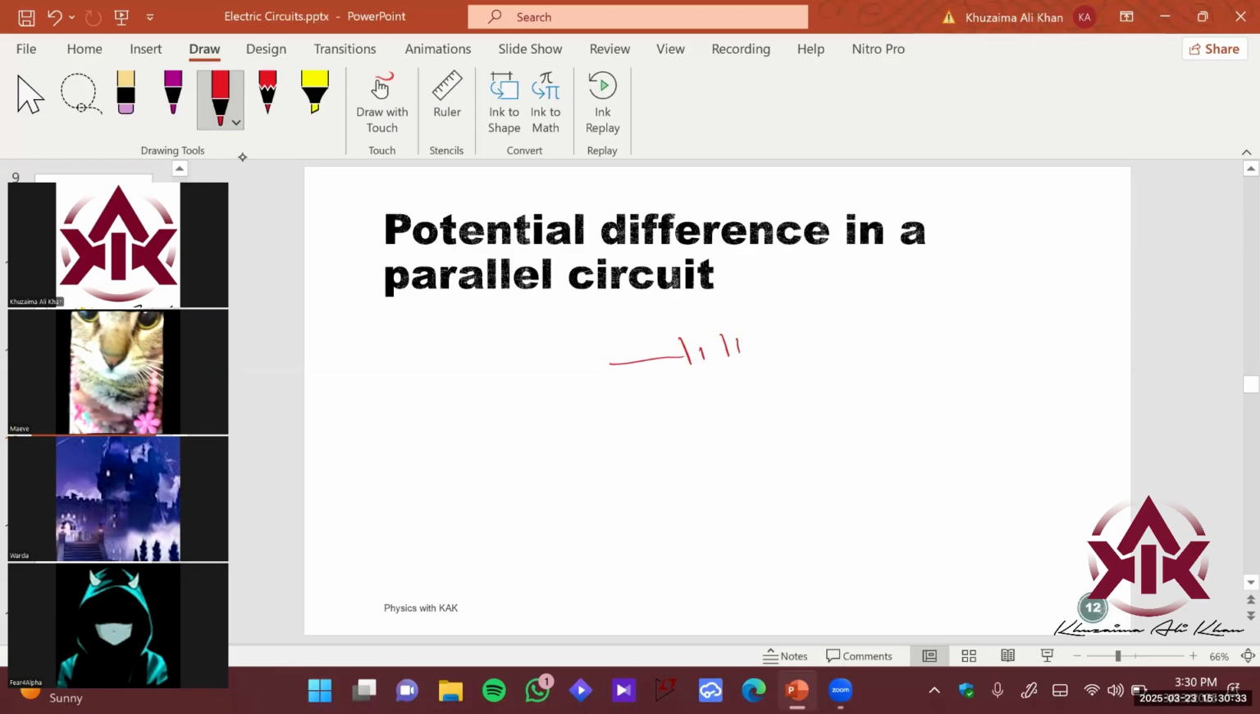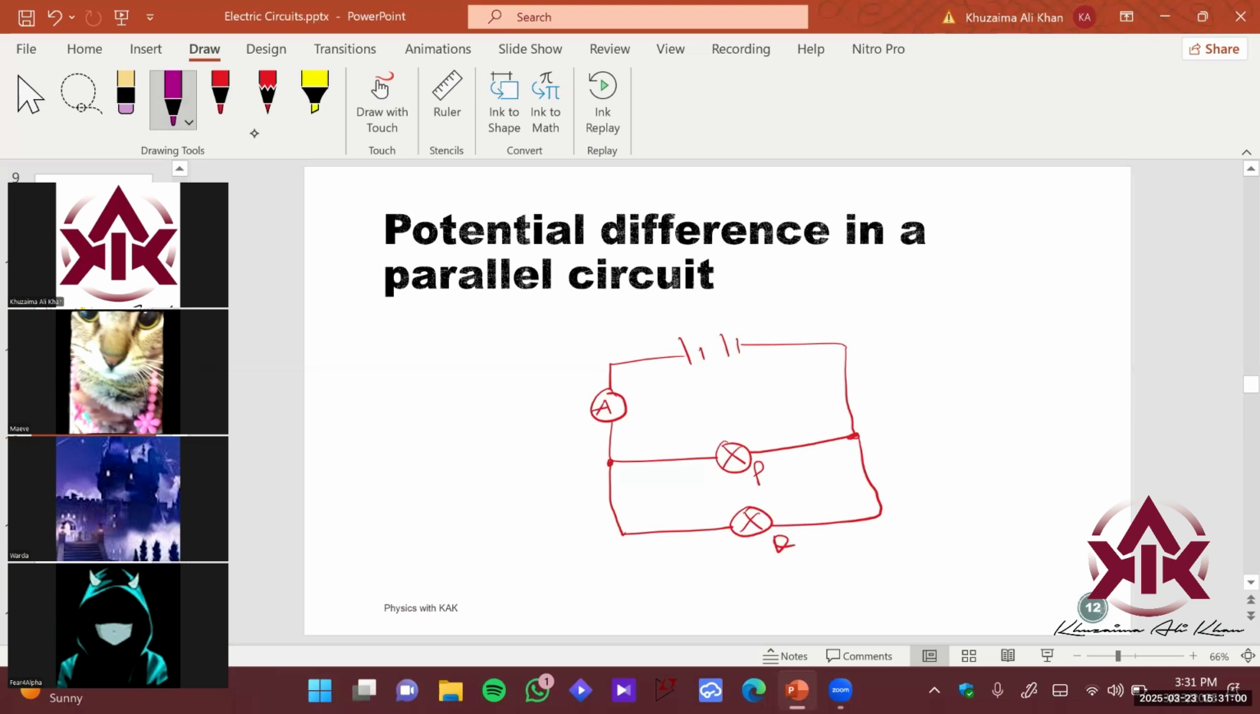So we have an ammeter here. Ammeter is always connected with the positive of the battery. And then we have a lamp here, and this particular is connected to the lamp here. Then in parallel, I have another lamp here. So this is lamp P, this is lamp Q.